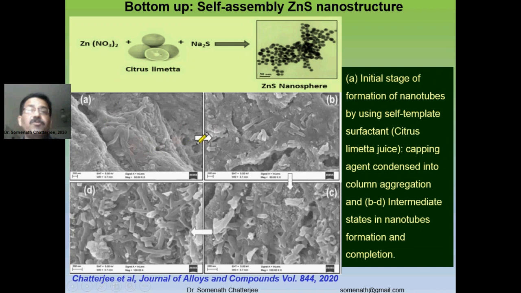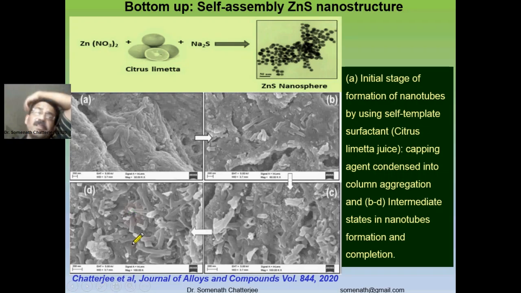Here we are doing the different intermediate stages. If you see, this is A. Here you can not see too much formation of the nanotubes, but here you can see the density of the nanotubes is increasing during the chemical reaction. And the last one, D, is where you can get more nanotube formation.